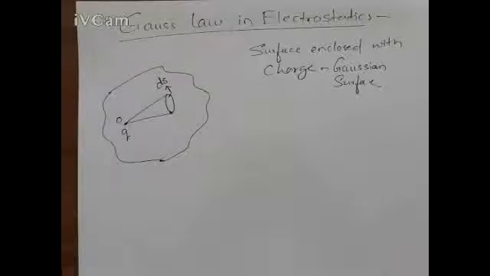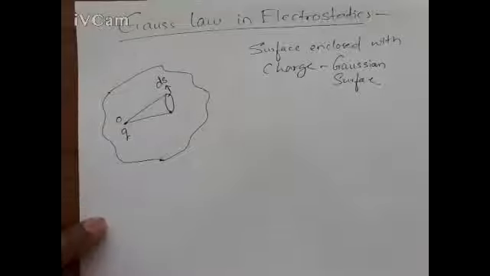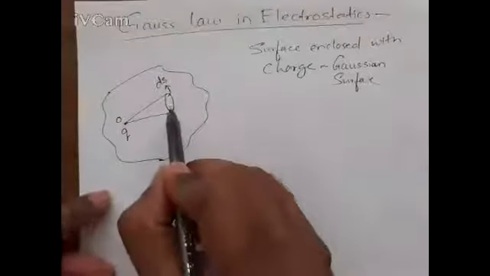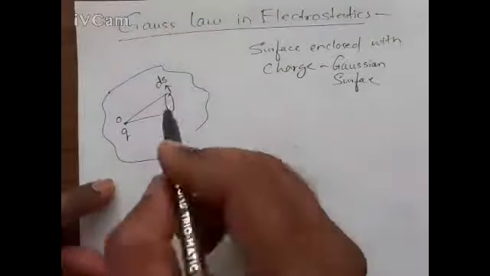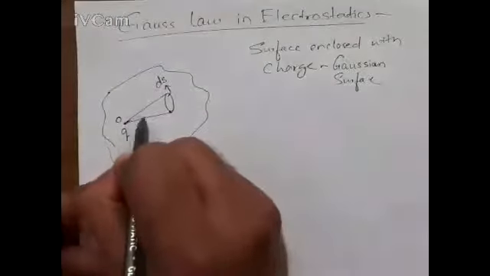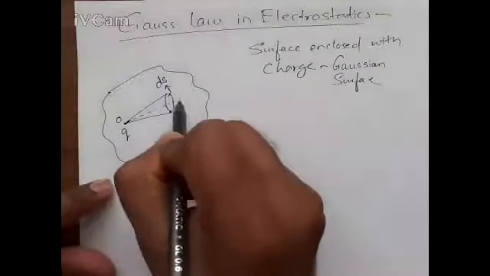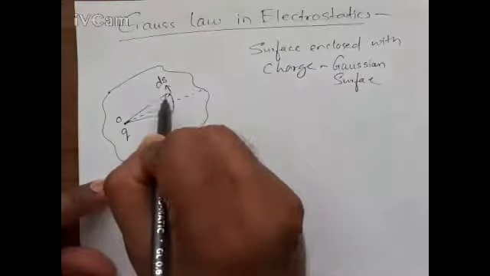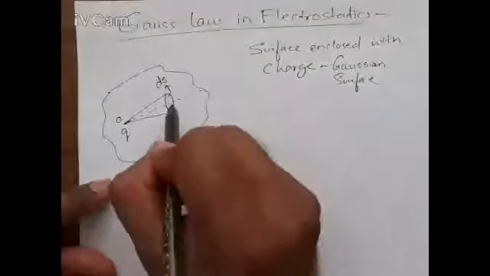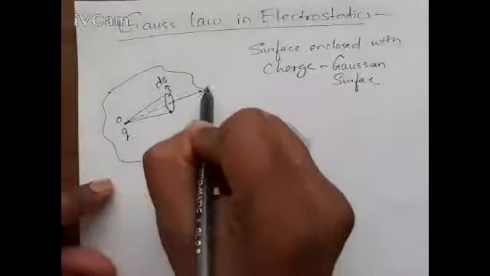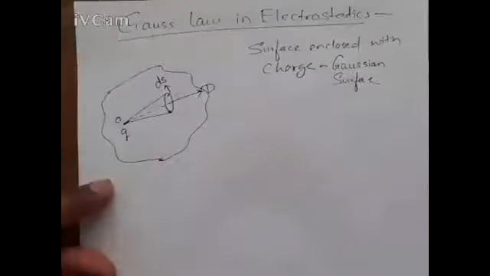If I indicate with some direction like this, for example, this is the ds, and this has the direction perpendicular to it. This is the surface area. Perpendicular to that, we have this D, which is coming out.